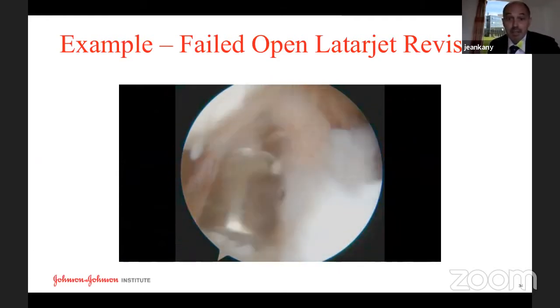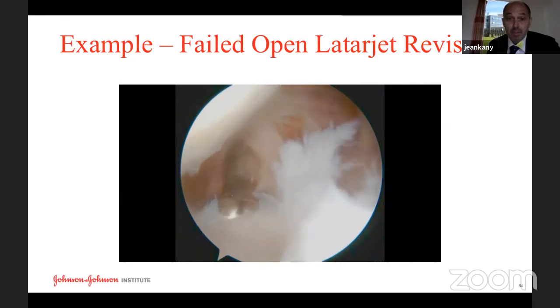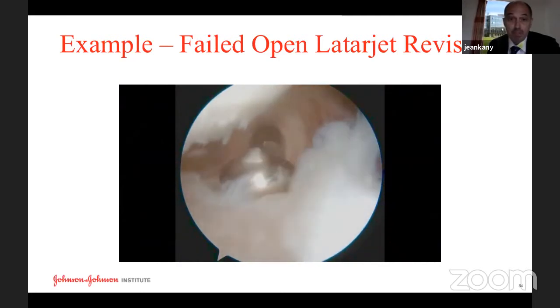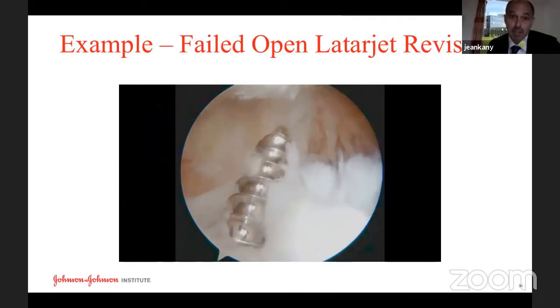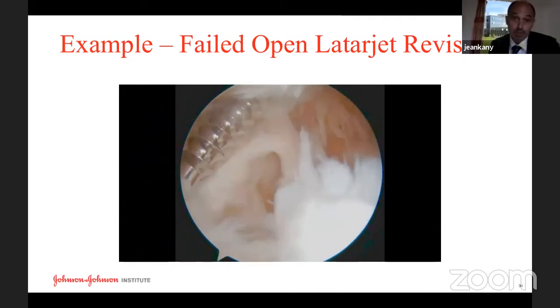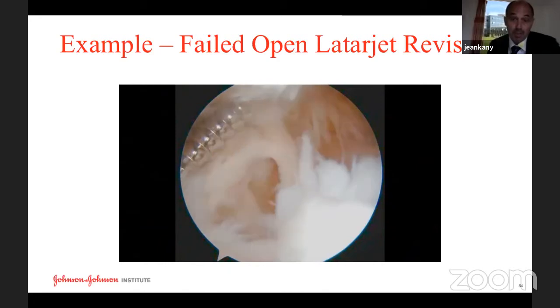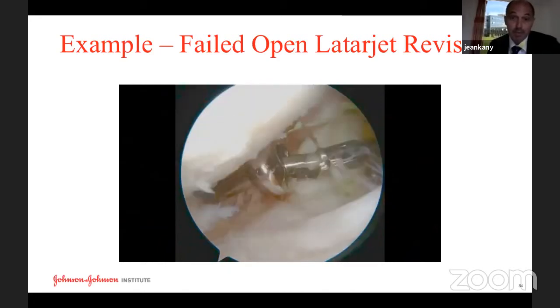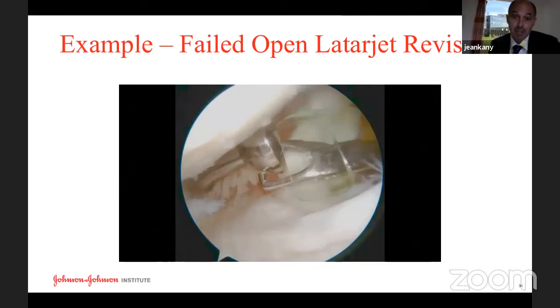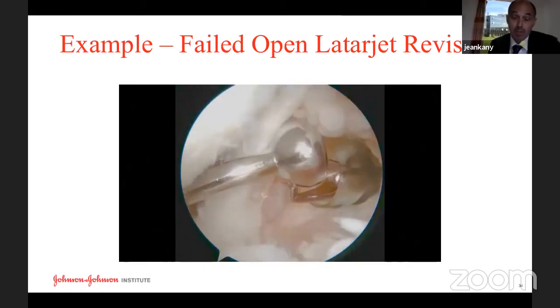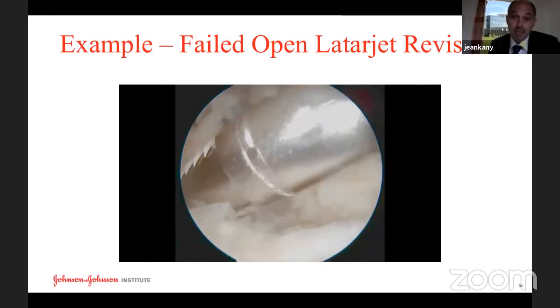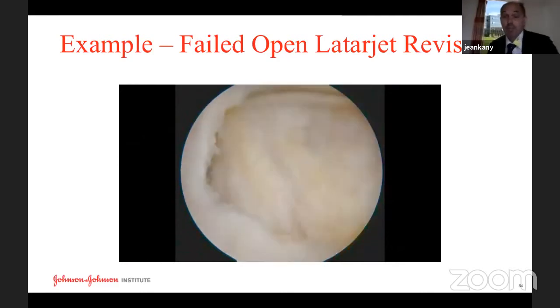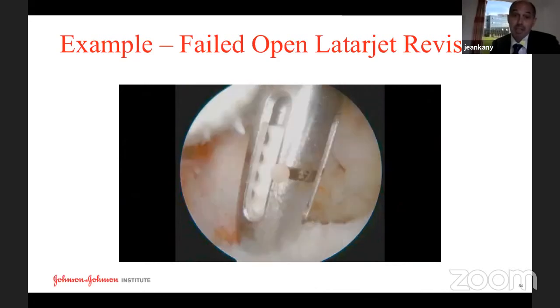This is a failed Latarjet because of recurrence, so sometimes it can appear. You can see that the bone block is at the right position, but it was a failure. It was an open Latarjet, not an arthroscopic Latarjet. So it's possible to remove the screw if you want, and either you stop the procedure here, but you may have a recurrence of your instability. Then if there is a bone loss, of course, I think it's a good indication for a Hill-Sachs procedure.